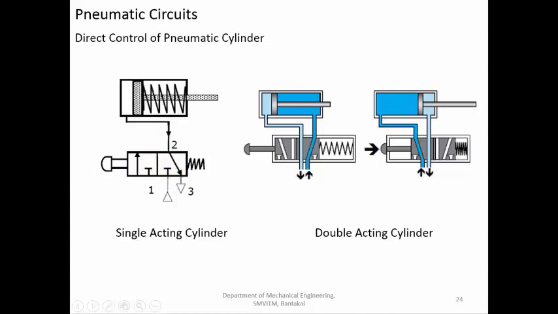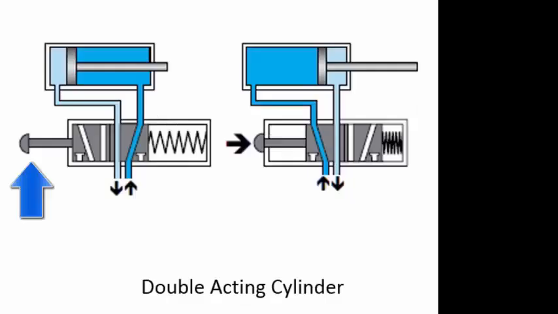Now you are having the double acting cylinder here. Once you press the push button, it is going forward. If you are releasing the push button, because you are having a spring, the piston is going to come back. So this is the direct control of a pneumatic cylinder.